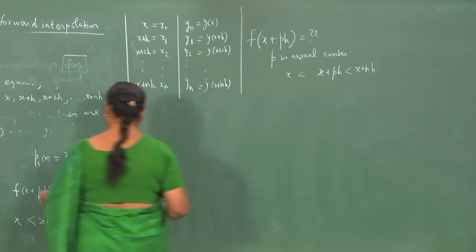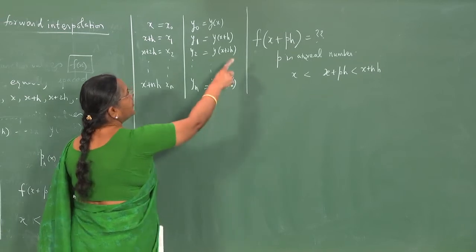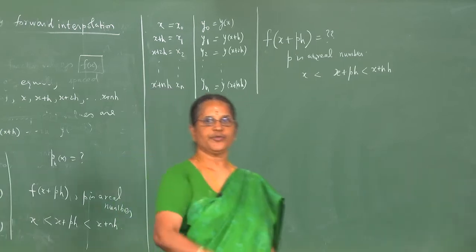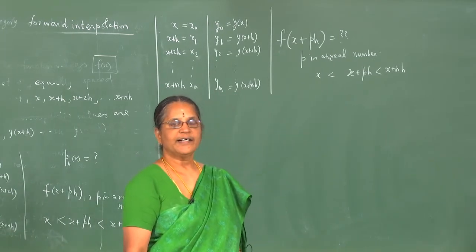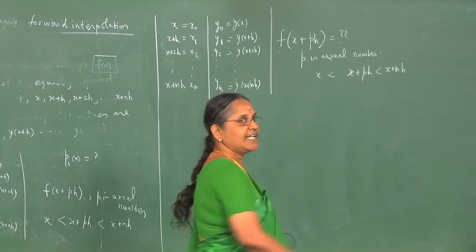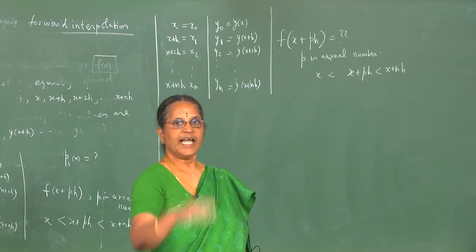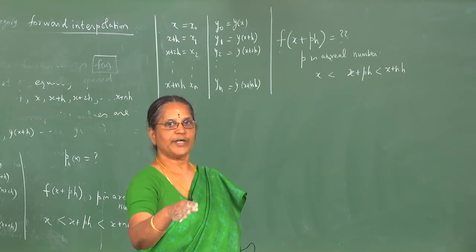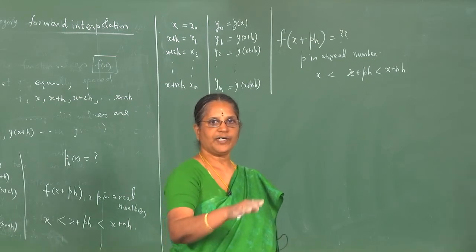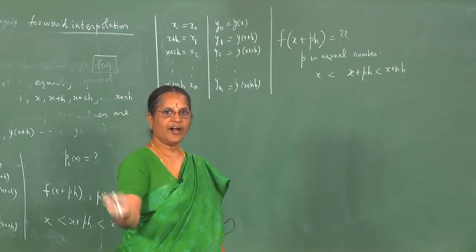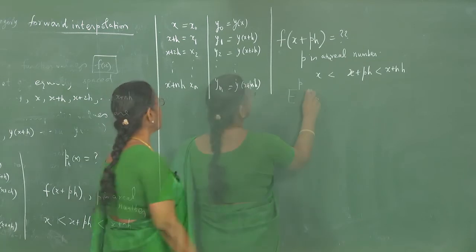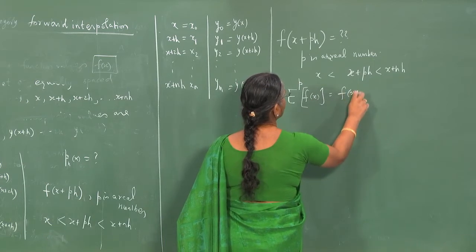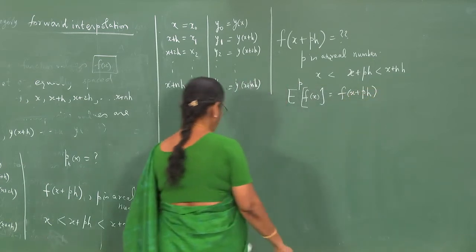So, I shall now use the operator E, connect it to the forward difference operator, and use the previous result that given n plus 1 points, if you fit a polynomial of degree less than or equal to n, the nth order forward difference is constant and higher order forward differences are all 0. Consider E power p on f of x. By definition, it is f of x plus ph.